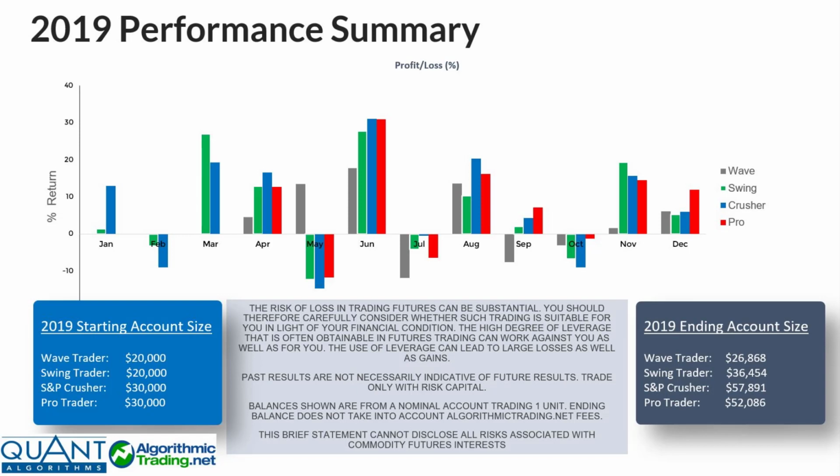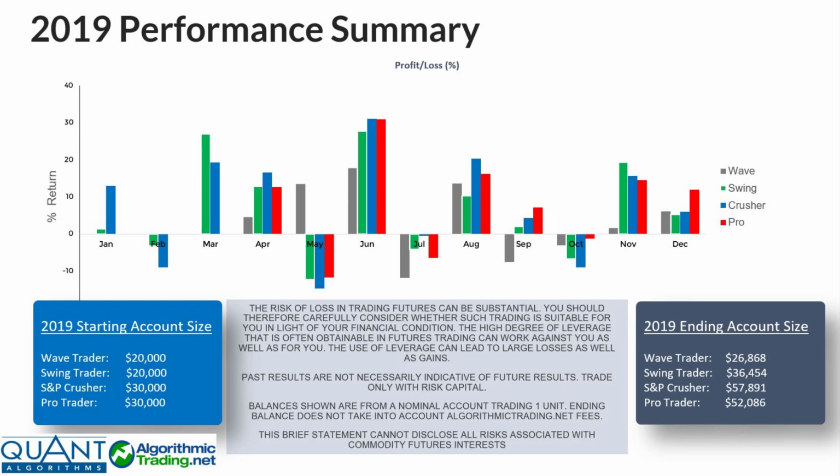The first one is trading the wave trader. That's the one that's in the gray. The second one is the swing trader, and it trades on $20,000 increments. It's the green one. And then the third is the crusher, which is the blue one. And then the pro trader is the red one.